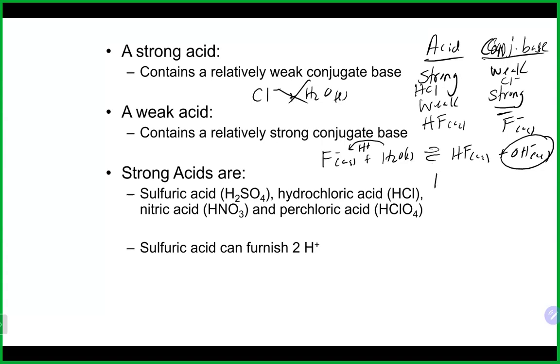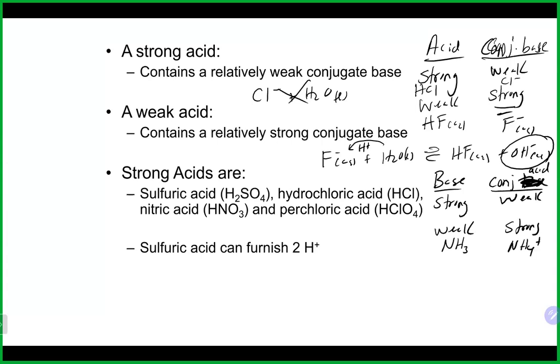Same idea if you had a base and its conjugate acid partner. Same sort of relationship. If you have a strong base, then its conjugate acid there would be relatively weak. And if you have a weak base, its conjugate acid will be relatively strong. And it's the same idea. For example, ammonia, which is a weak base, its conjugate acid would be NH4 plus. Same idea as F minus.